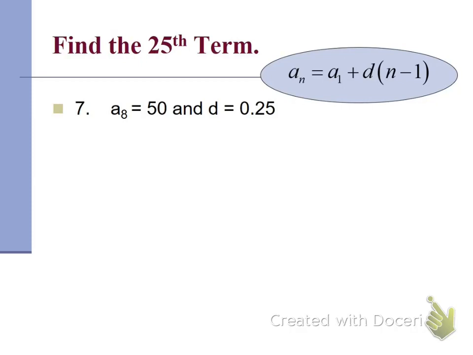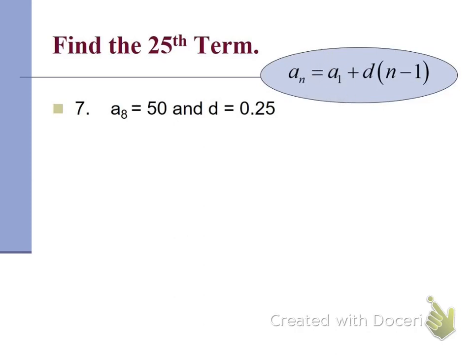I know some of you are bright enough, and I'm okay with however you approach this. I know a lot of you go, okay, I already know the 8th term. I'm just going to get to the 25th by going up 0.25 all the way to the 25th. I'm okay with that. But what I'm going to do is use this information to get the first term, and then use the first term to find the 25th term.